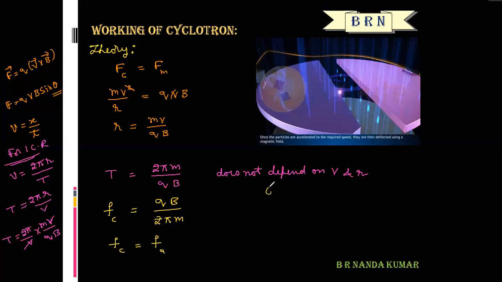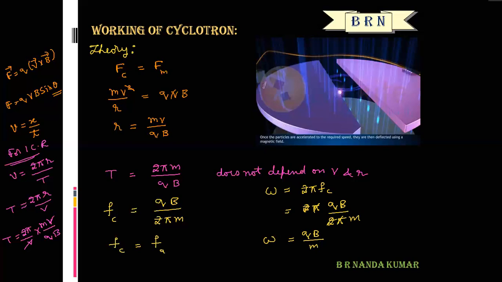The angular frequency, omega, is equal to 2 pi fc. So 2 pi fc is qB divided by 2 pi m. So 2 pi gets cancelled. The angular frequency of the charged particle here is qB divided by m.